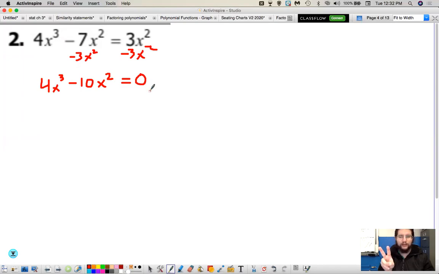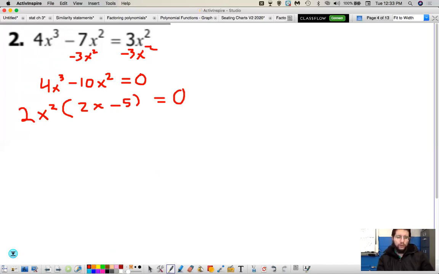Step number 2, factor. First step of factoring is always GCF. Do we have one? Yeah, we got a 2 and an x squared. If I take that out of there, I'm left with 2x. Take it out of there, I'm left with minus 5. Still equals 0. Check it out. Can I break this down? Nah. Can I break that down? It's linear. Of course not. Take each factor, set it equal to 0.